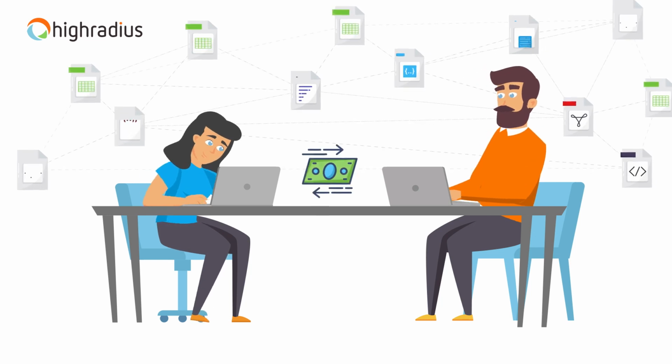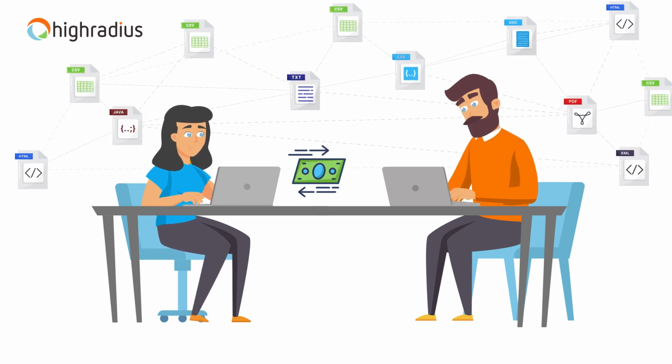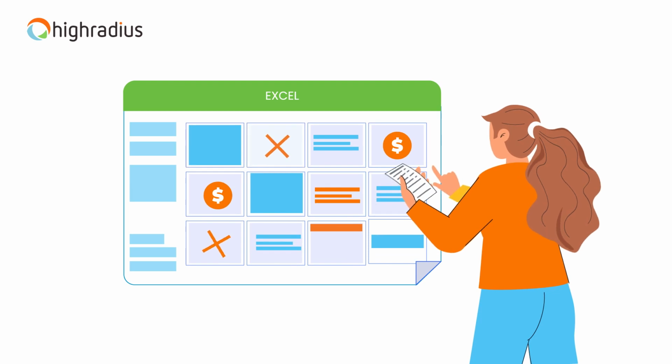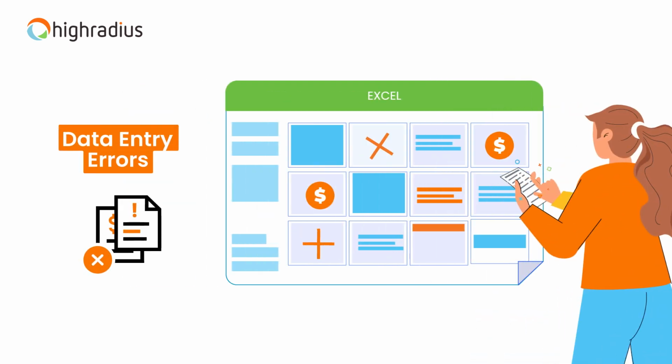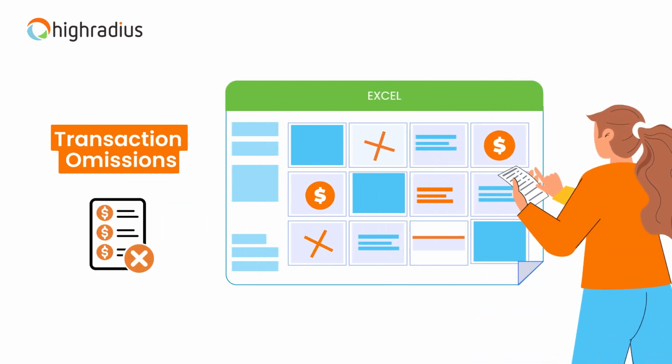Accounting teams handle hundreds of transactions every day, and it's challenging for accountants to identify anomalies like data entry errors, transaction omissions, and potentially fraudulent activities.